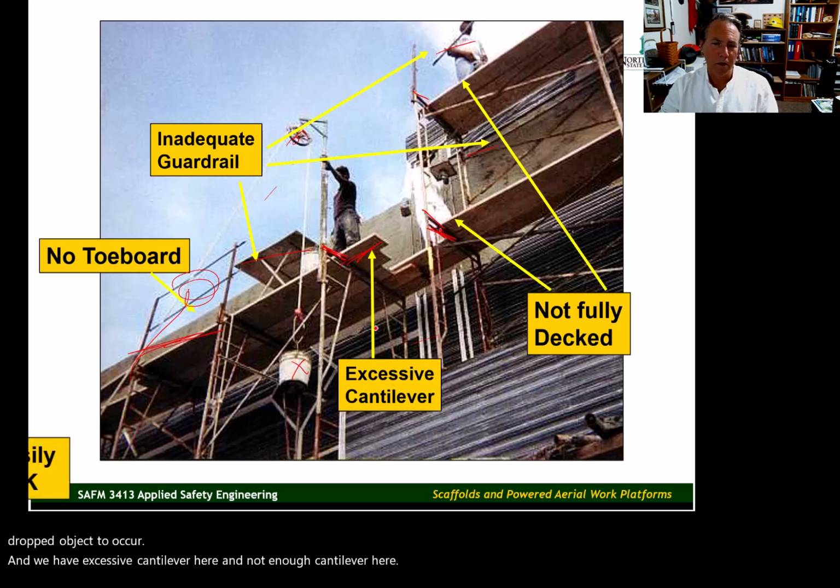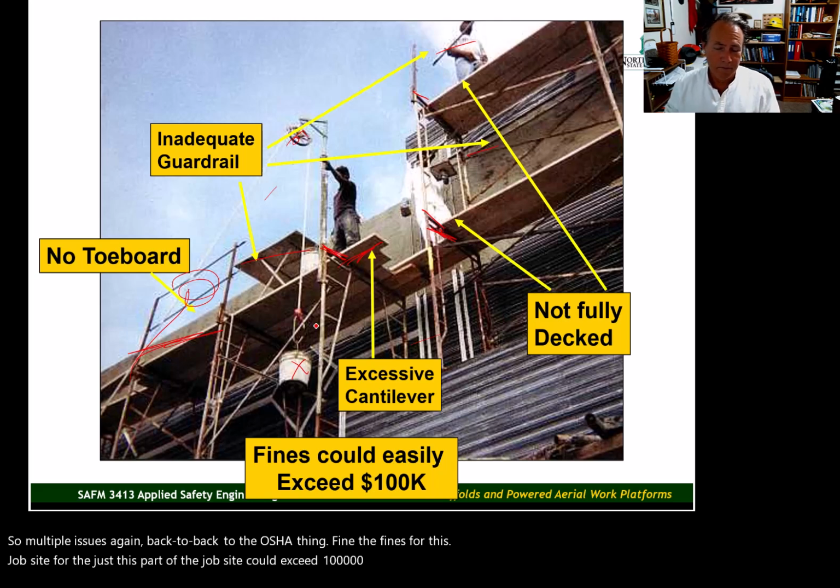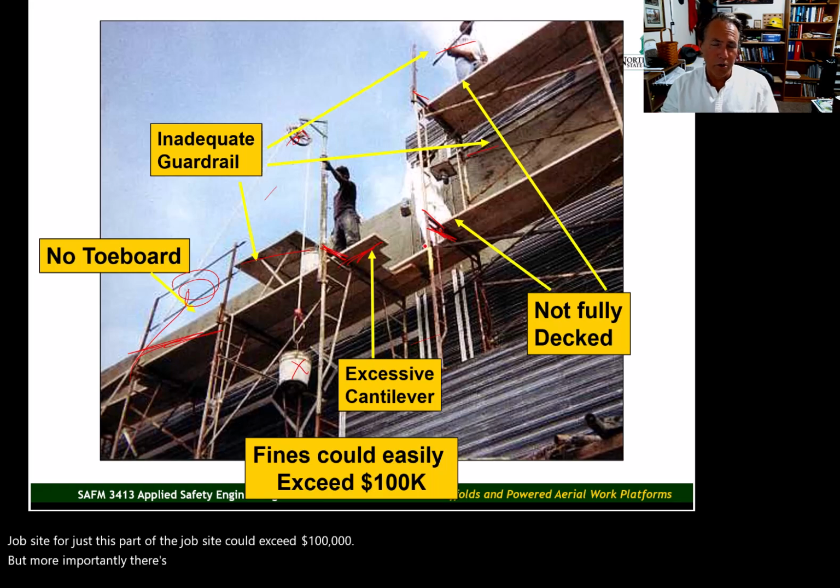So, multiple issues. Again, back to the OSHA thing. The fines for this job site, for just this part of the job site, could exceed $100,000. But more importantly, there's a potential for a worker injury, which can cost a lot more than the fines.